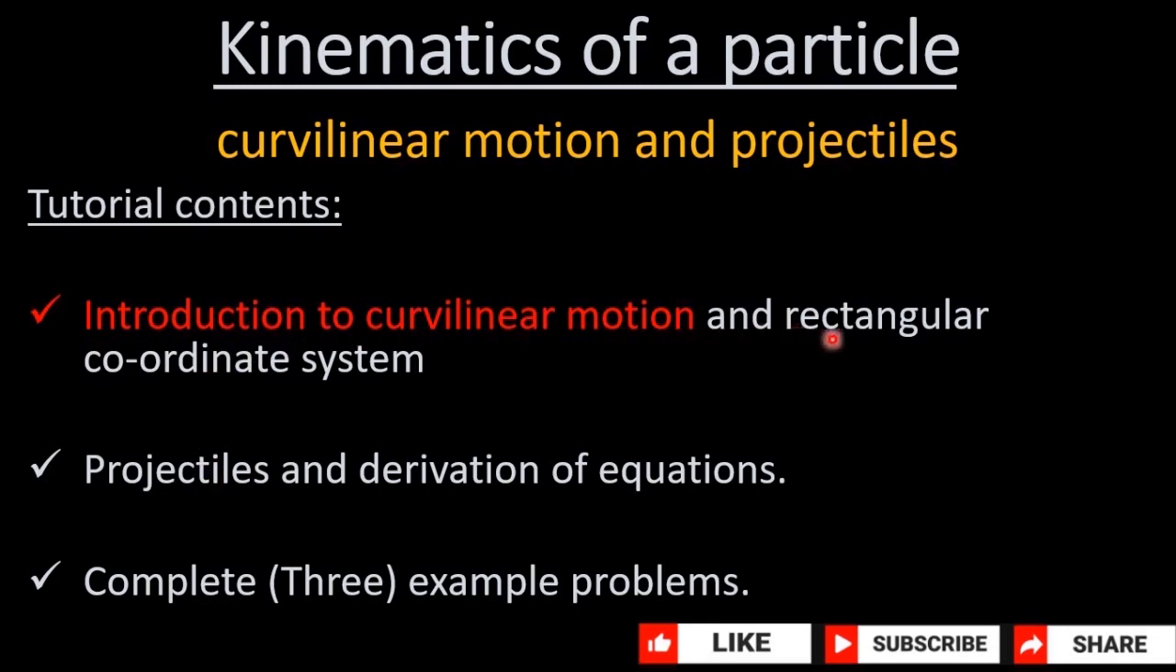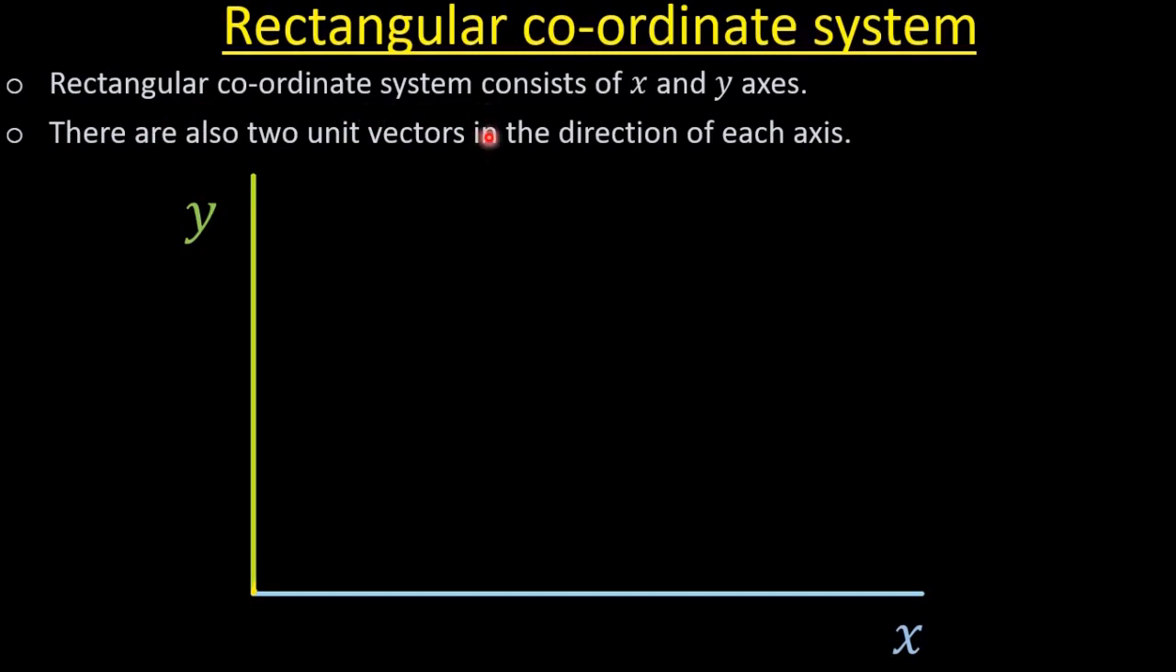Now we're going to look at the rectangular coordinate system. The rectangular coordinate system consists of x and y axes. So there's the x-axis there, and there's the y-axis there. There are also two unit vectors in the direction of each axis. So there's the i unit vector and the j unit vector. By unit vector we just mean the vector has a magnitude of 1.